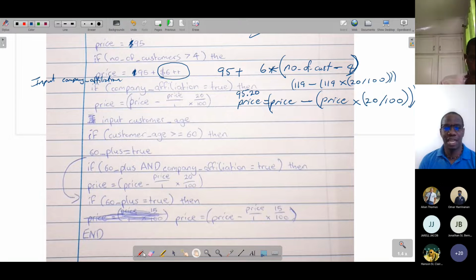Okay? We have the customer age. We input the customer age. If customer age is greater than or equal to 60, then 60 plus is equal to true. And then you have a statement here that says if 60 plus, huh? The line by where the arrow is what's supposed to come after the 60 plus is true. I put it in the wrong place. So the if 60 plus equal true, then it's supposed to come after the 60 plus equal true. The arrow facing the wrong way, basically. The next line supposed to go there.